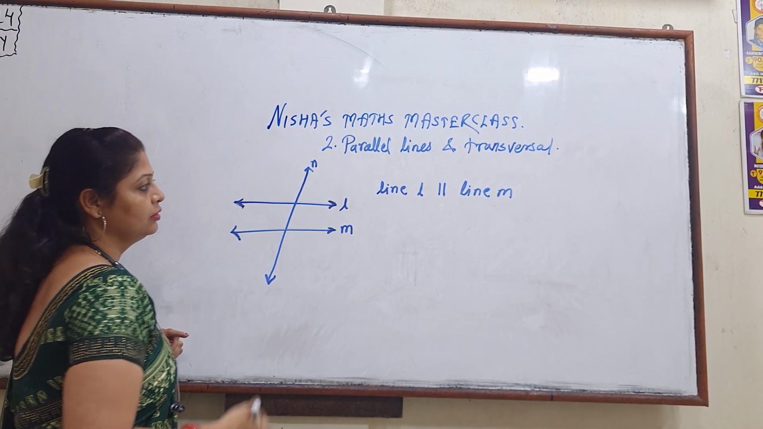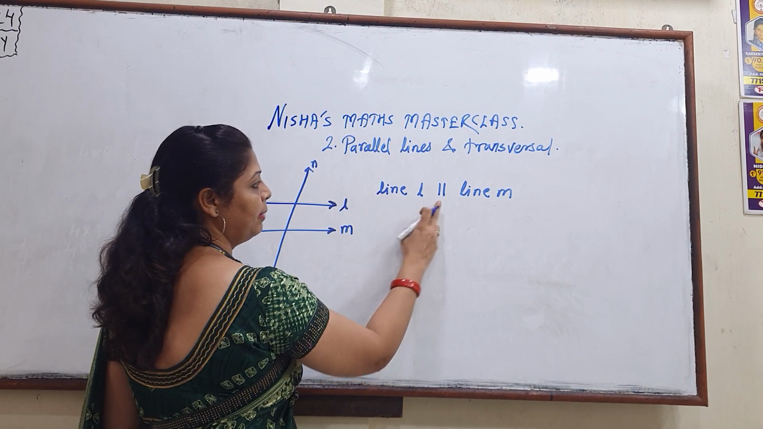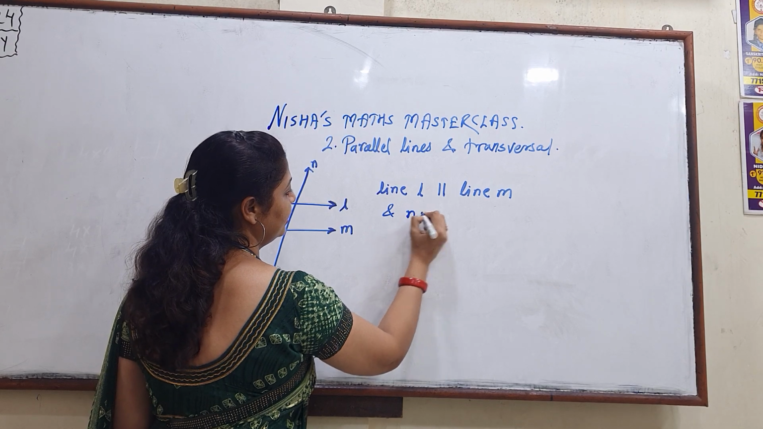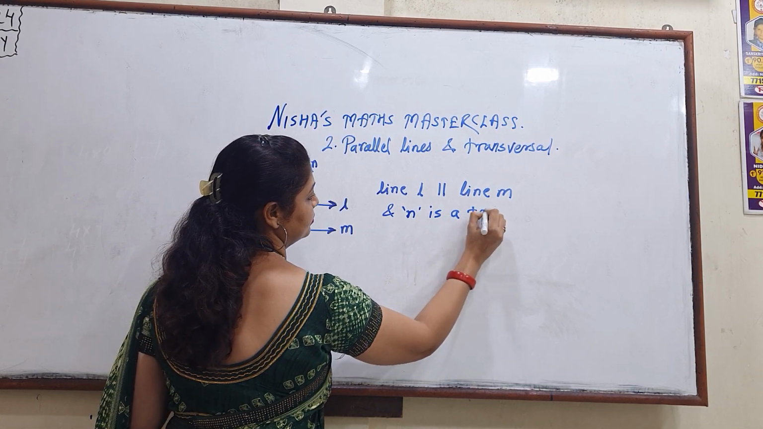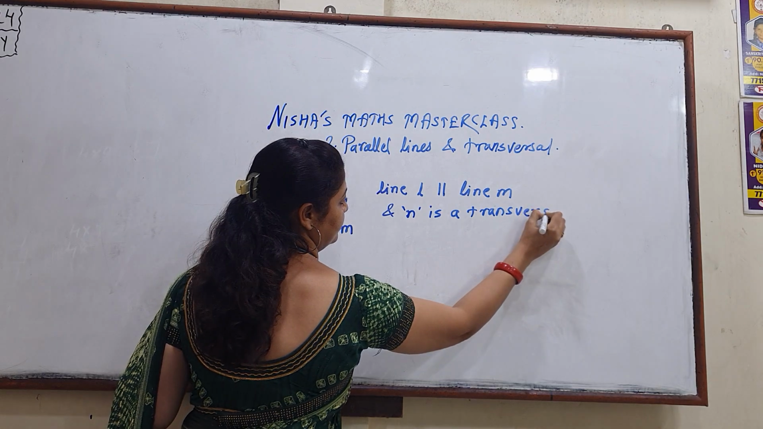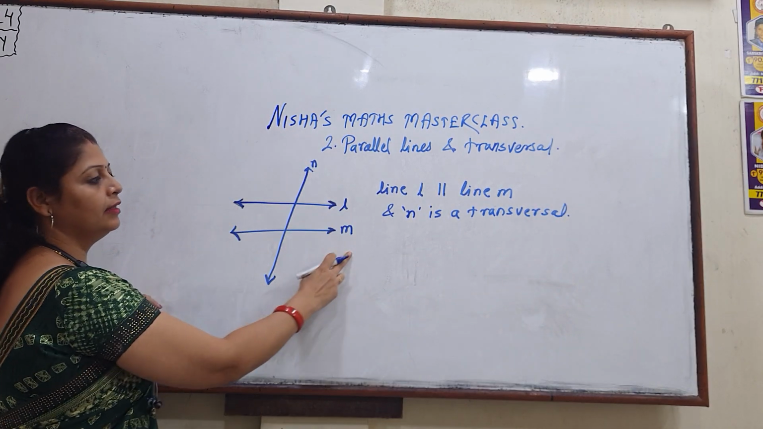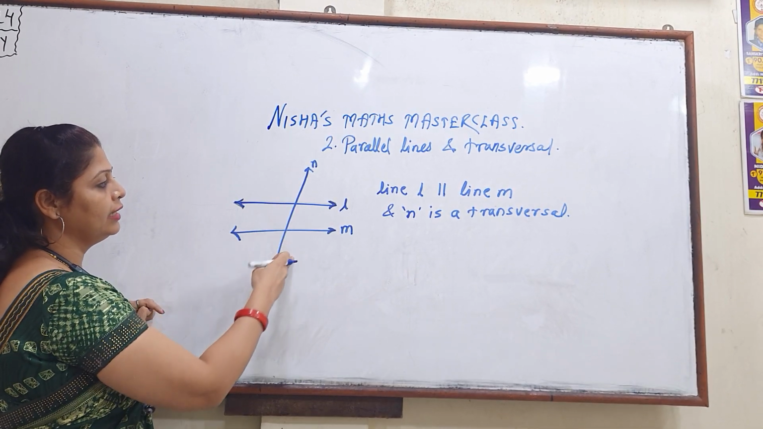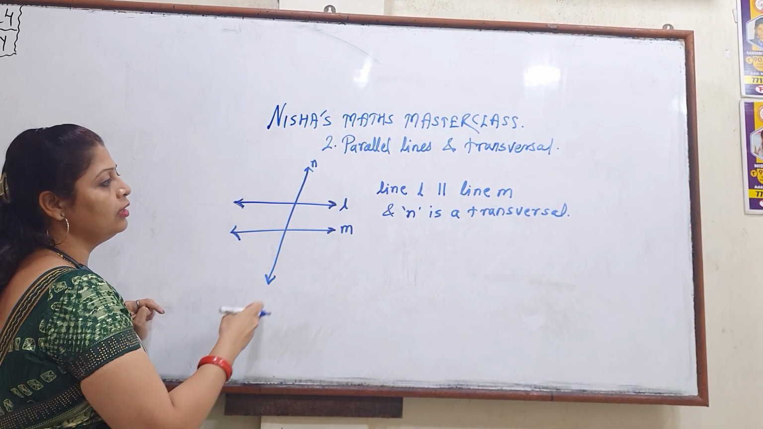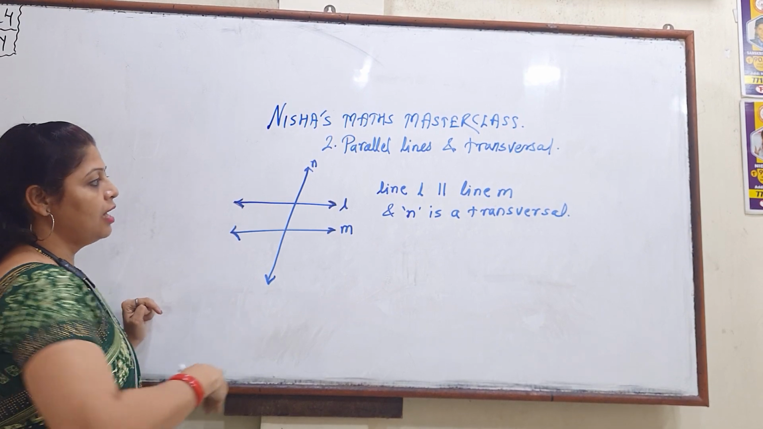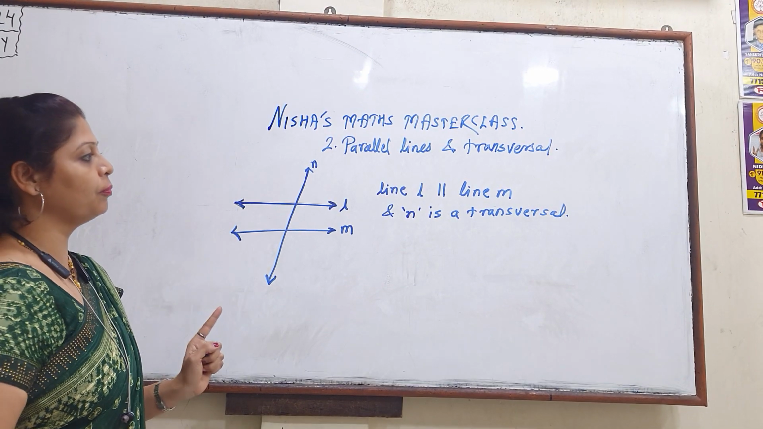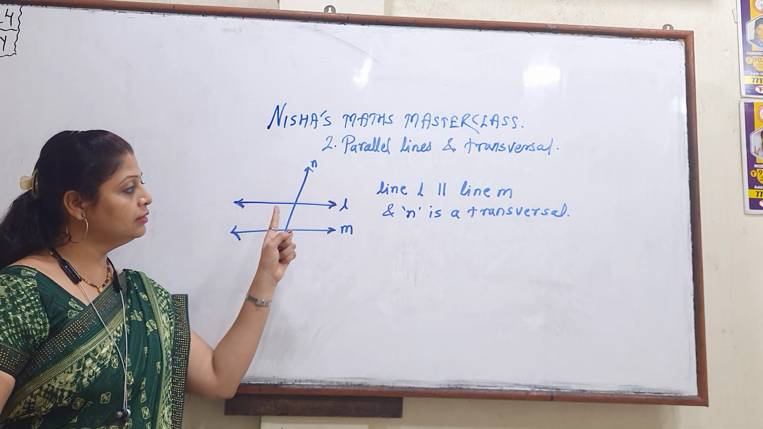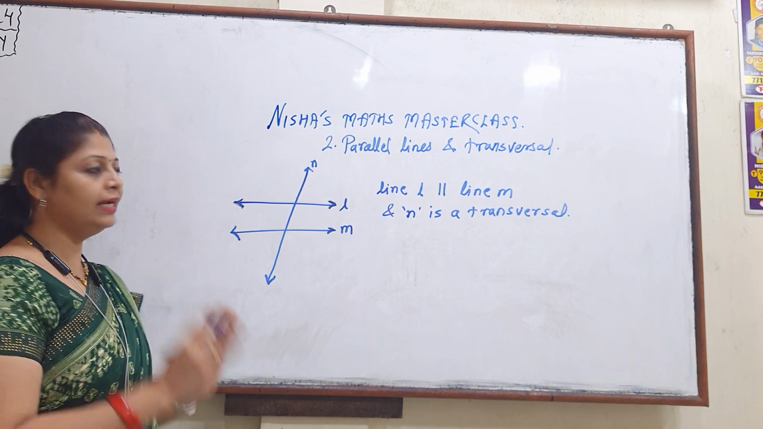So how to write it? Line L parallel to line M, and line N is a transversal. Understand children? Line L is parallel to line M, and N is the line which we draw to intersect L and M at 2 points, so this line is called the transversal. Next, when we use a transversal on parallel lines, the whole diagram is divided into 8 angles.